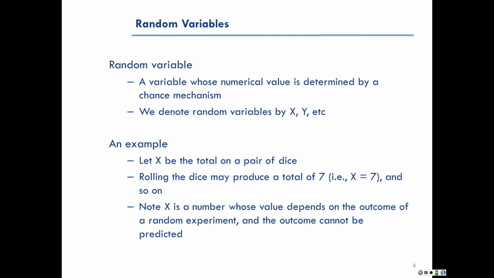For example, let X be the total on a pair of dice. If you roll the dice, that could produce a total such as 7. In that case, X equals 7, and so forth. The thing you'll note there is that X is a number whose value depends on the outcome of a random experiment, and the outcome cannot be predicted. So by definition, it's random chance. When you flip the pair of dice, you could come up with any one of a number of outcomes.